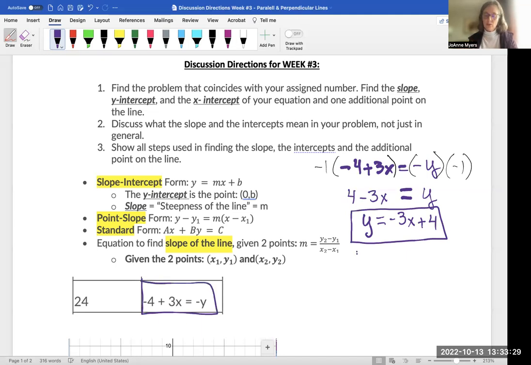The reason I like it here, this shows me that my slope, when it's written in y equals mx plus b format, where m is a number, b is a number, the variables x and y remain variables, the m is your slope. So the slope of my line, I can write it as -3/1 or as +3 divided by -1. My y-intercept is 0,4.